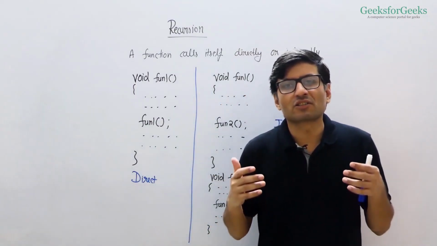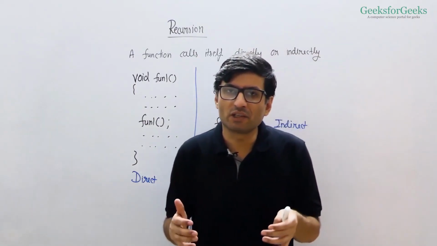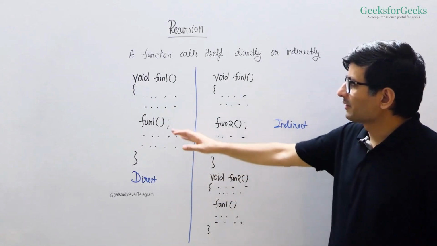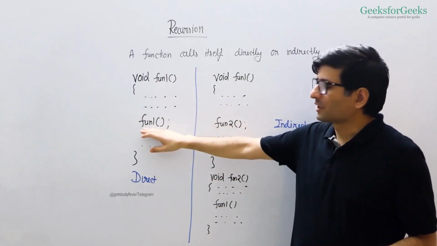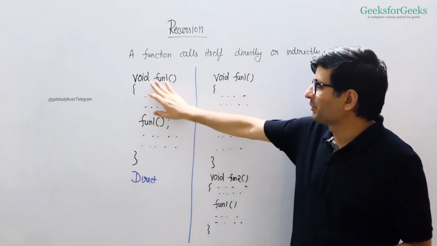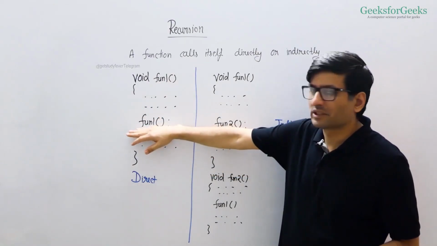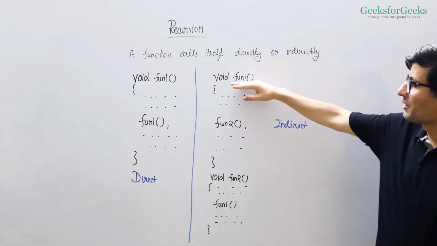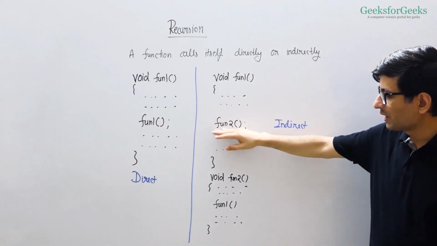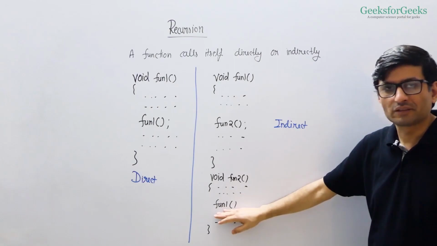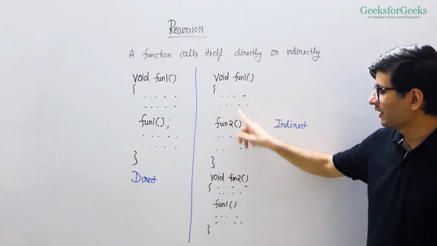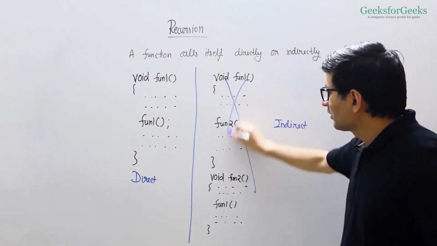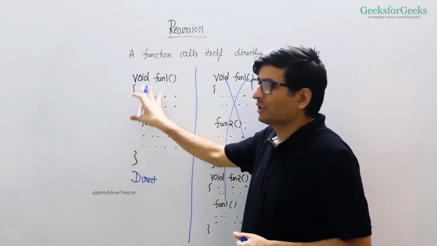A function is called recursive if it calls itself directly or indirectly. So here is an example of direct recursion. There is a function fun1. It calls itself somewhere in its code. There might be some other code here, some other code here, and it is calling itself. This is direct recursion. Indirect recursion is when a function fun1 calls a function fun2, and fun2 calls fun1 again. So fun1 is indirectly calling fun1. This is not very common, and we are going to mainly focus on direct recursion.